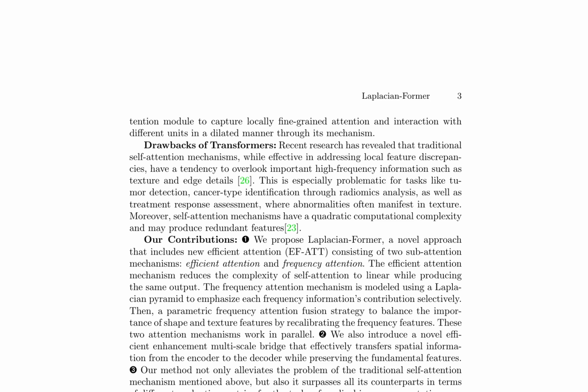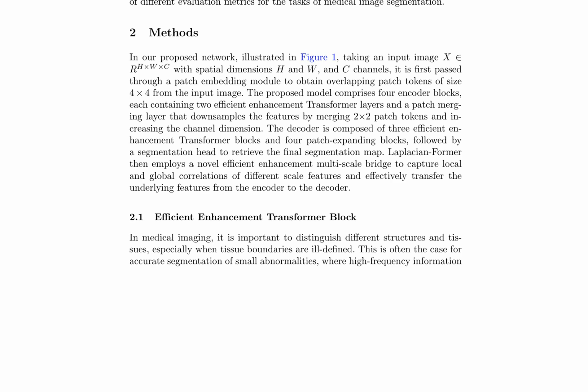The paper addresses the limitations of traditional self-attention mechanisms in tasks such as tumor detection and cancer type identification, highlighting their tendency to overlook high-frequency information like texture and edge details. It proposes the Laplacian-Former, which includes a novel efficient attention mechanism consisting of efficient attention and frequency attention. The frequency attention mechanism utilizes a Laplacian pyramid to selectively emphasize each frequency information's contribution. Additionally, a parametric frequency attention fusion strategy is introduced to balance shape and texture features.